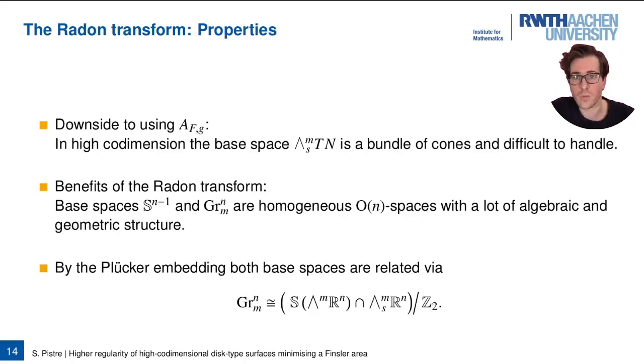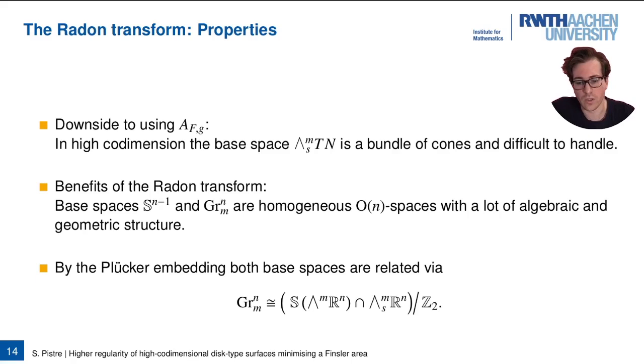Okay, so here are a few properties of the Radon transform. Oh, first let me mention that this is my opinion. So the downside to using just the Busemann-Hausdorff area integrand as we've defined it before is that in high codimension this space is not a vector bundle, right? So this is a cone bundle, an algebraic cone bundle, and it's more difficult to handle this. And here, when you use the Radon transform, each of these spaces, the sphere and the Grassmannian, have a lot of algebraic and geometric structure. Namely, you have a Lie group which acts on them transitively, and so they are homogeneous spaces by that Lie group and a subgroup. And then you can do a lot of algebra and geometry and use good structures, right?